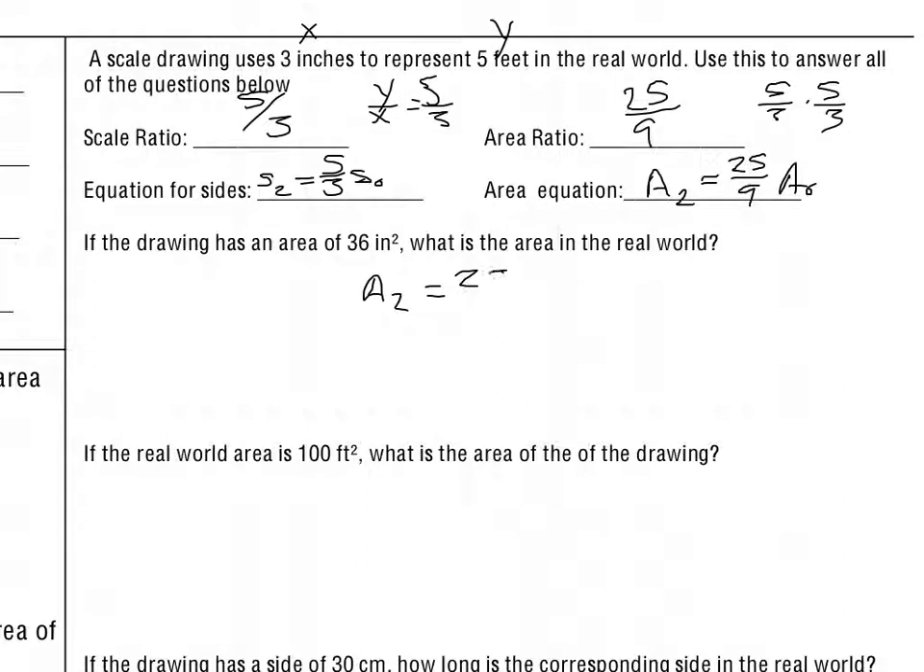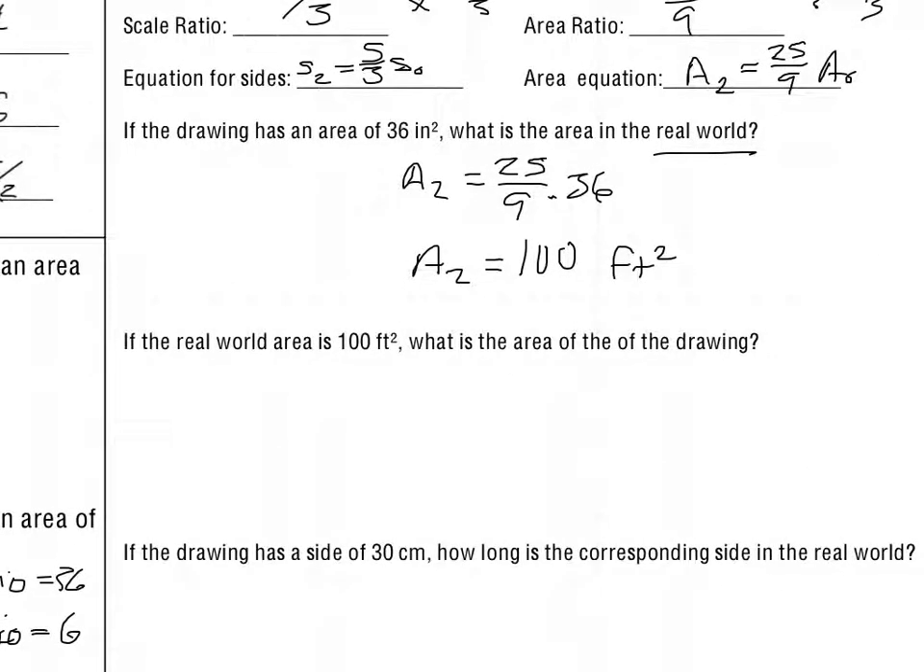25 ninths times 36. Plugging into this equation up here, the 36 in for the drawing area. And when I do that, I'm going to get that A2 is equal to 100. And we're looking for the real world, so the real world units are feet, so this is square feet, or feet squared.